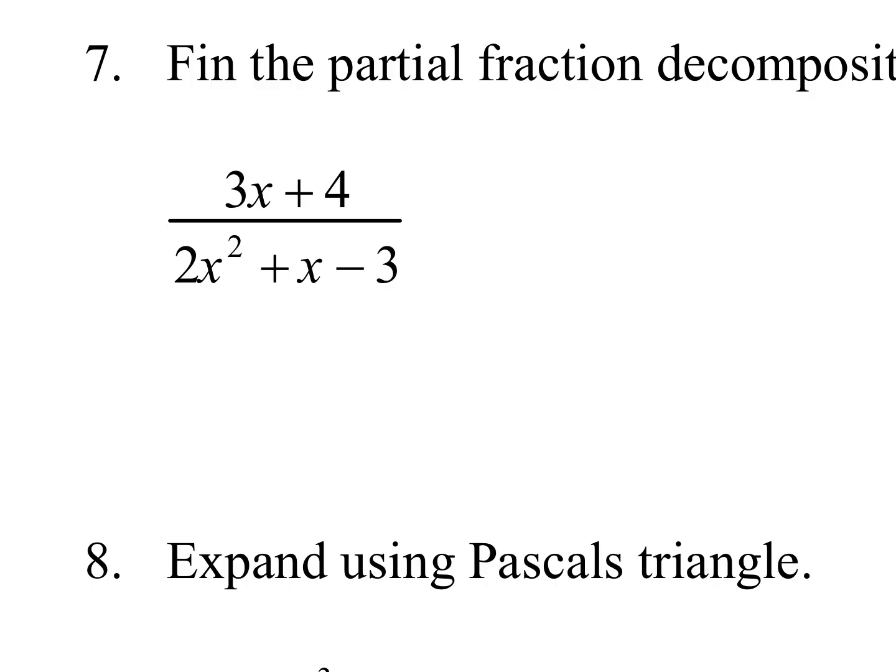First thing we want to do here is factor our denominator. When our leading coefficient's not 1 and we don't have a GCF, multiply the first times the last. So this gives us negative 6. 2 factors of negative 6 that add to 1 would be 3 and negative 2. So we get x plus 3 and x minus 2. What do we have to do next? Divide by the leading coefficient.